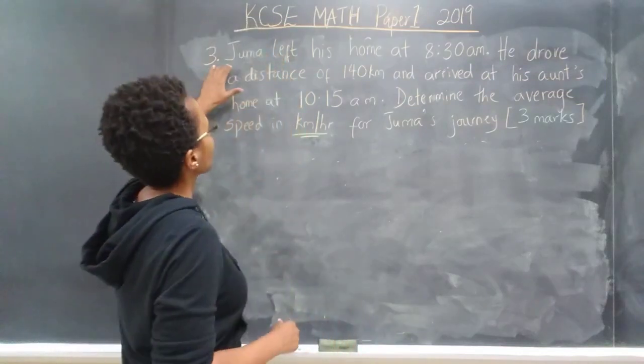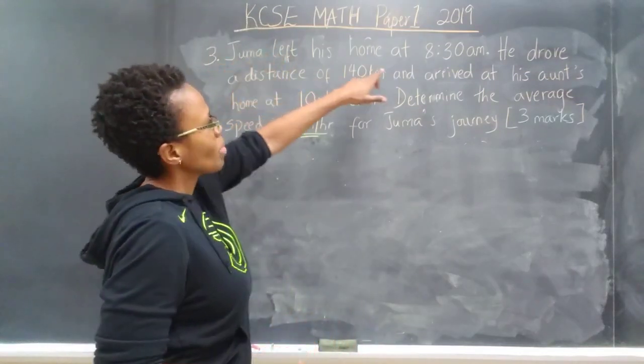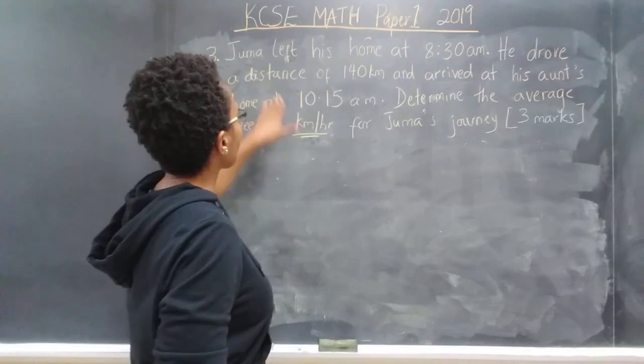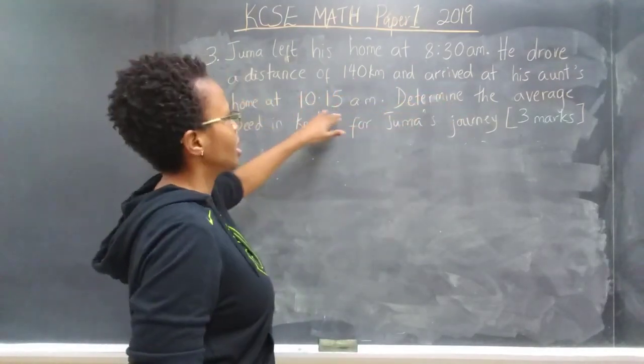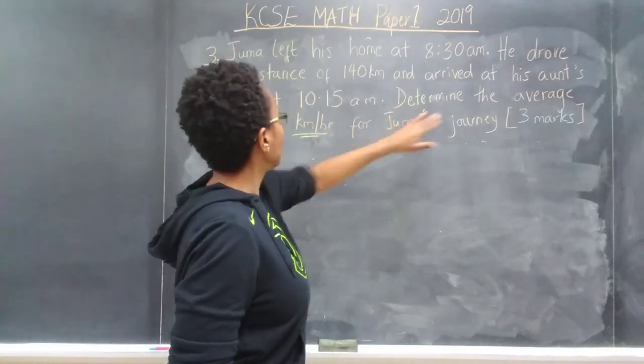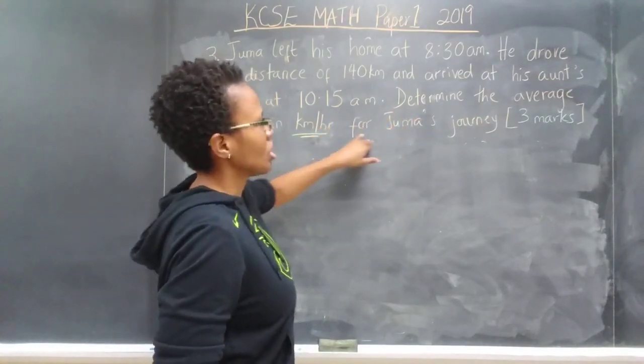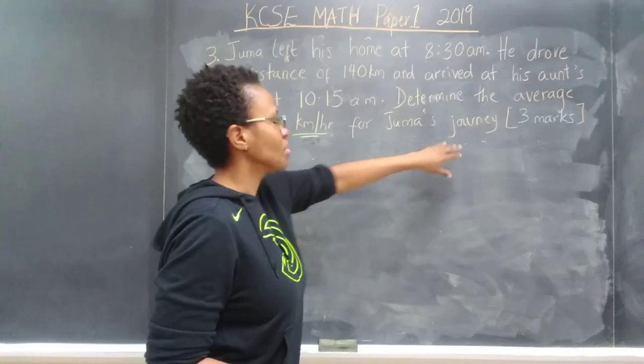So the question is asking that Juma left his home at 8:30 a.m. and then he drove a distance of 140 kilometers and arrived at his aunt's home at 10:15 a.m. Determine the average speed in kilometers per hour for the journey.